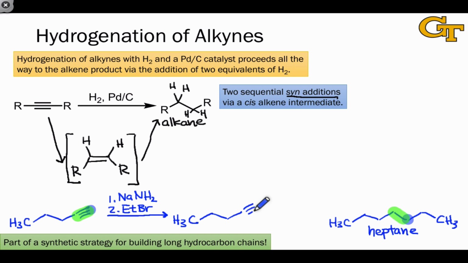The resulting product contains a new carbon-carbon bond, and the right number of carbons to generate the heptane product. However, it still contains the carbon-carbon triple bond. To convert this alkyne into the desired product, heptane, we can then take advantage of hydrogenation, using H2 and palladium on carbon to fully reduce the triple bond to a single bond.